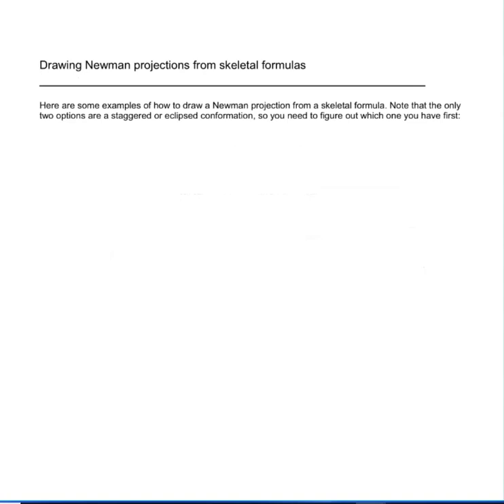Oop, not yet. I skipped. So let's look at this. Okay, so how would you draw a Newman projection from a skeletal formula? So first of all, let's draw a skeletal formula. And I'm just going to make this general. Like so.